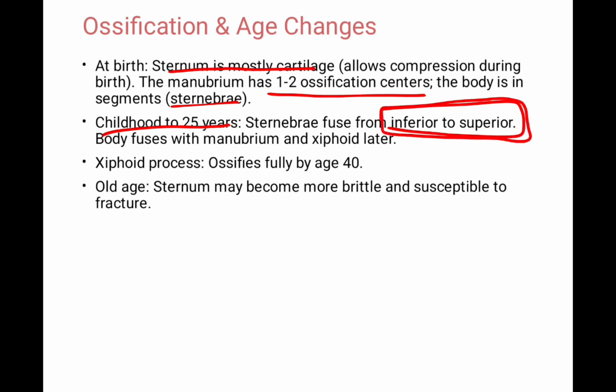From childhood to 25 years, the sternebrae fuse from inferior to superior. The fusion of the sternebrae is from inferior to superior. Don't forget, the body fuses with the manubrium and the xiphoid later on. The xiphoid process ossifies, like we said earlier, at age 40 years. So, at old age, the sternum may become more brittle and susceptible to fractures.